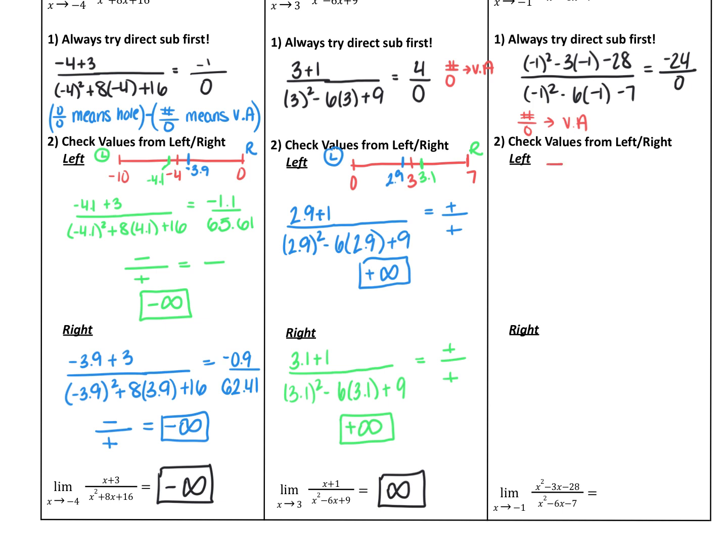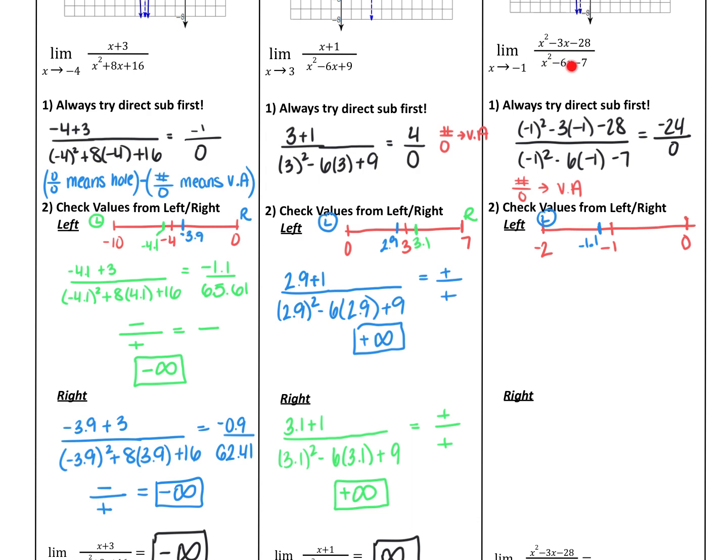So again, a number line would be helpful. So here is -1, and we can say that 0 would be here, and we could say that -2 would be here. So a value from the left would be coming in this way. So here would be like -1.1 would be good enough. So everywhere I see an x, we're going to put in -1.1. So -1.1 squared minus 3 times -1.1 minus 28 all over -1.1 squared minus 6 times -1.1 minus 7. So again, pause the video, type your values in, and hit resume when you're ready for the answer.